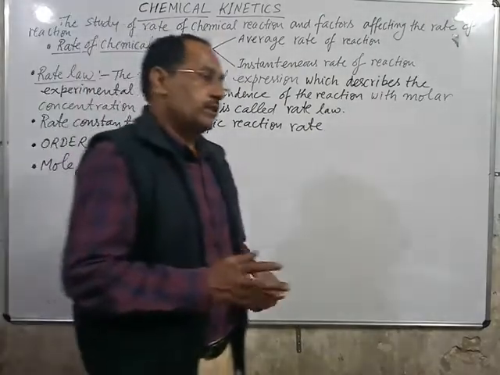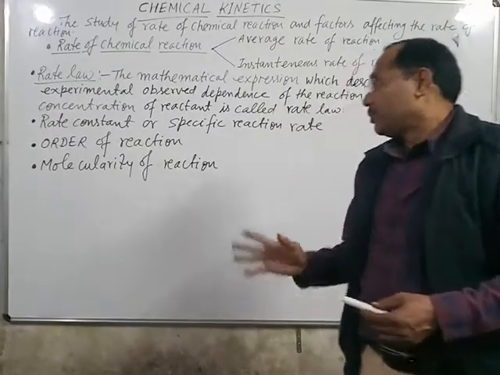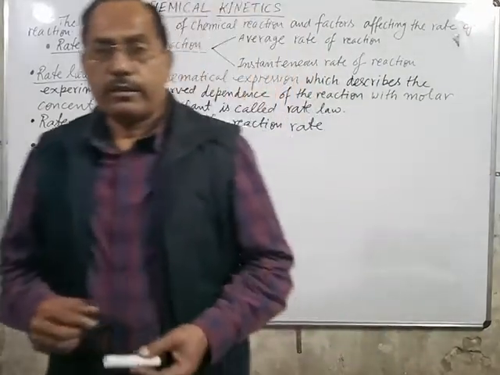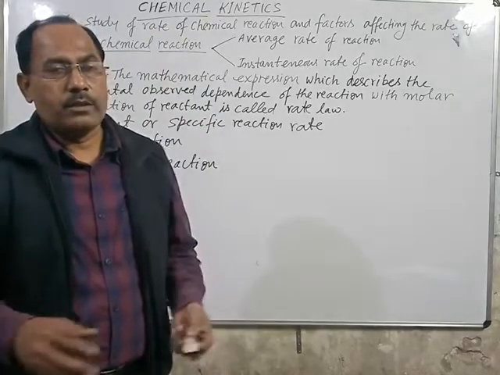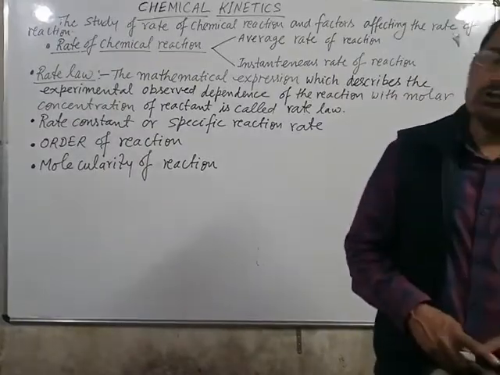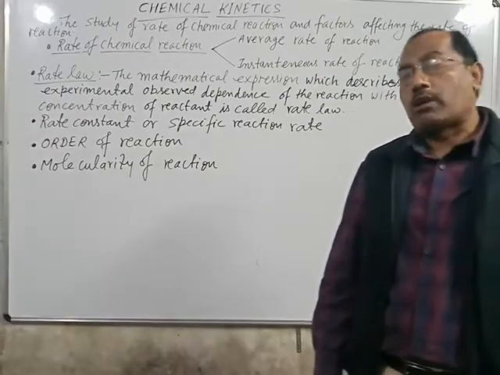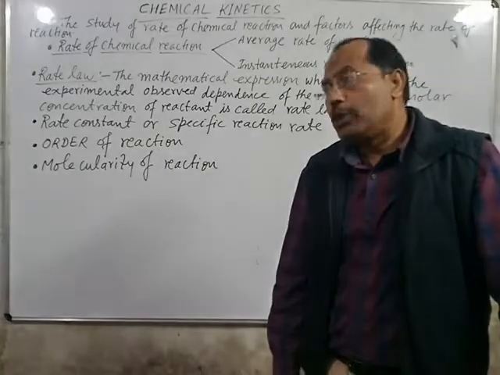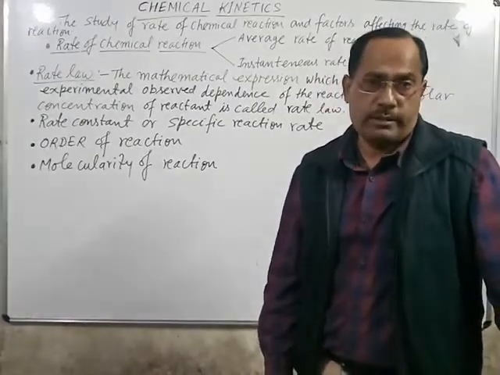So these are very important terms, and they can be distinguished one by one. First difference between molecularity and order of reaction, according to definition: the number of moles of that reactant whose concentration changes as a result of chemical change is called order of reaction, while the number of molecules taking part in simple or elementary reaction is called molecularity of reaction.